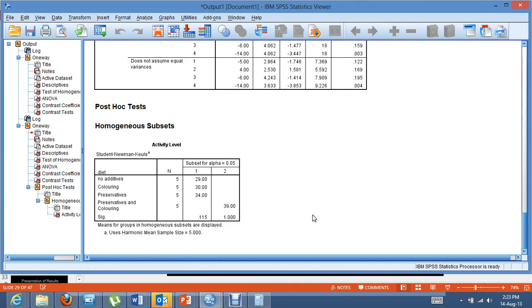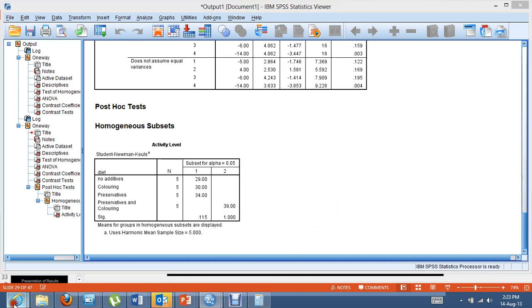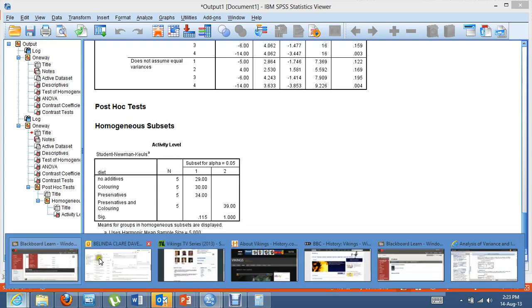You just have to say Student Newman-Keuls, in brackets alpha equals 0.05, shows that the mean activity level of children given preservatives and colouring differs significantly from the mean activity levels of children given no additives, colouring or preservatives, and then you don't have to give any more statistics. You'll see examples of that in the textbook. Let's go to the textbook and have a look at some more examples of Student Newman-Keuls.